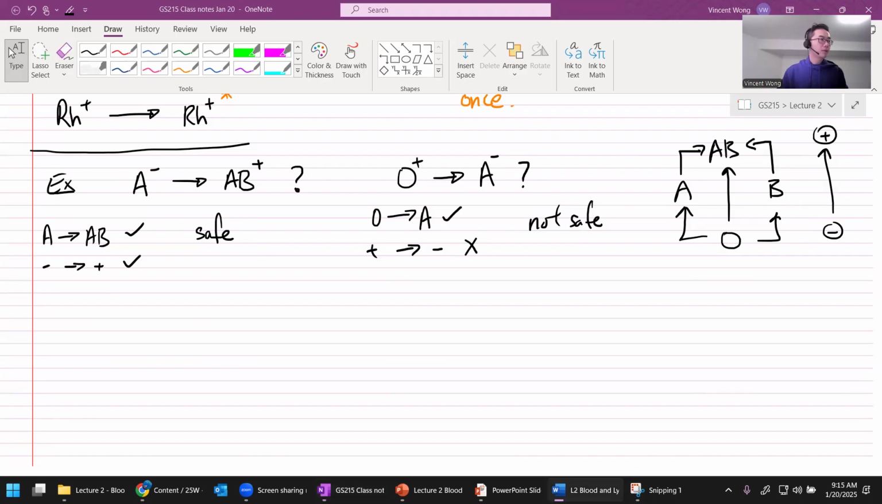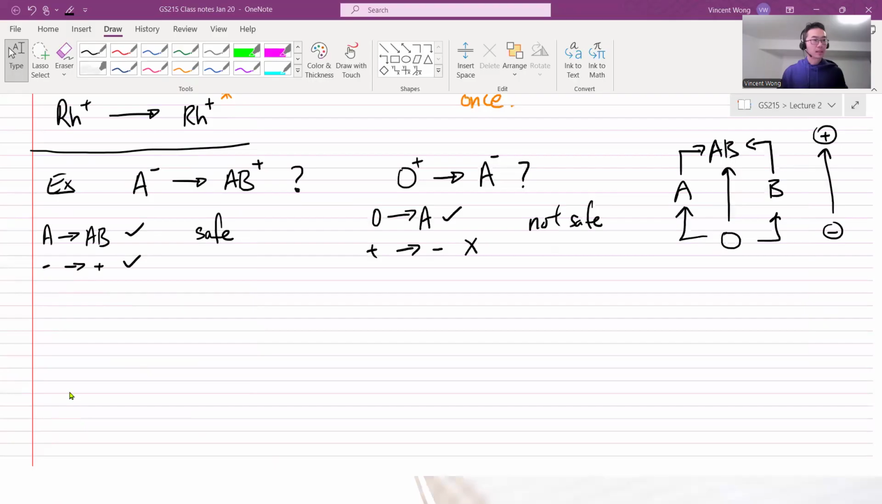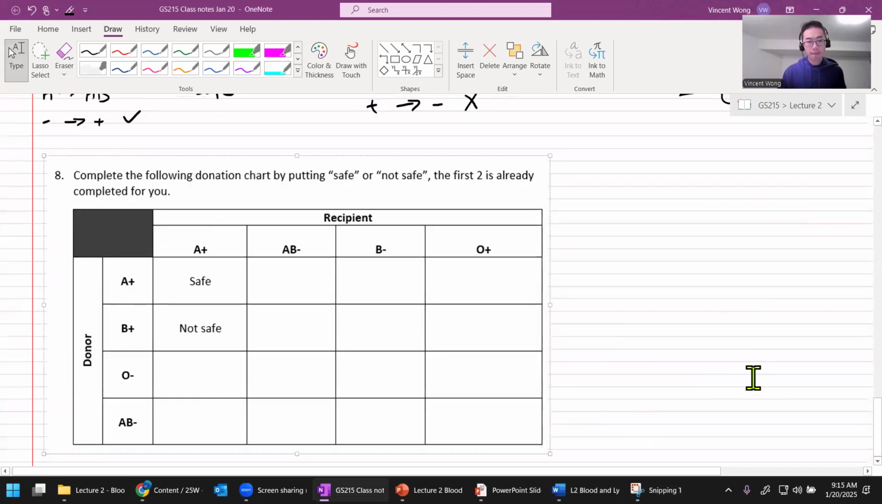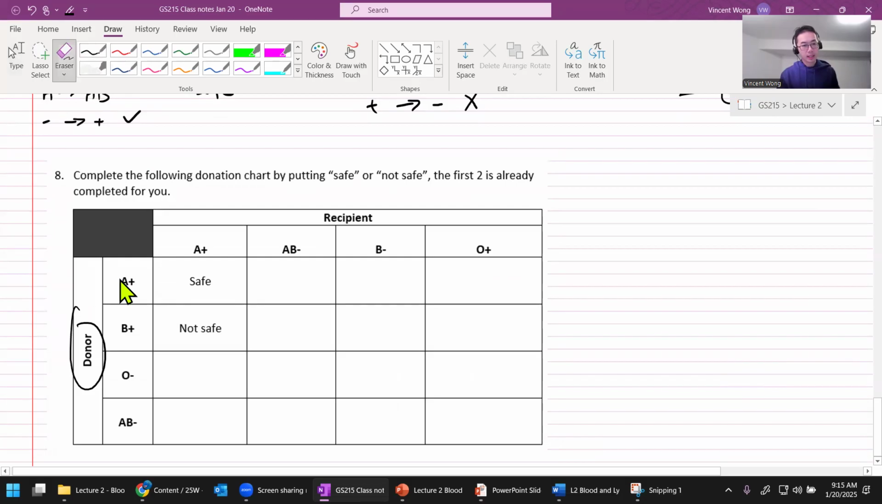So why don't we try this question here? This is number 8 in the study guide. Oh, that looks terrible. Let me try to copy it again. There you go. I'm going to give you a couple minutes. Okay, 3 minutes to do this. Okay. These are the donors. These are the recipients. Like, can A plus give to AB negative, right? So take a moment, fill it in, and I'll take it up with you.